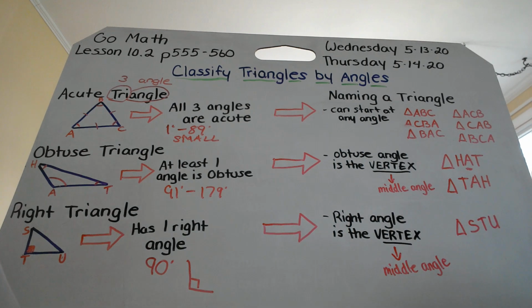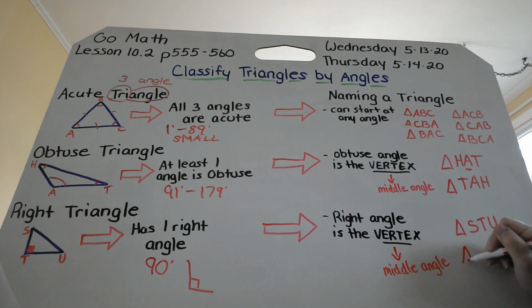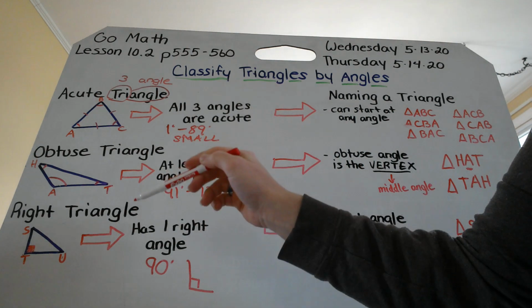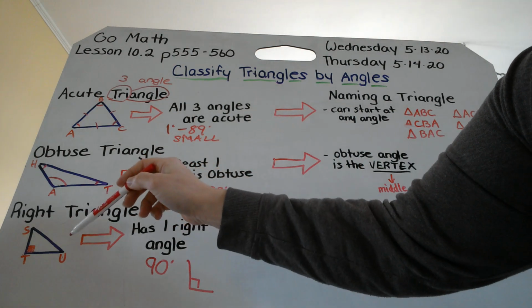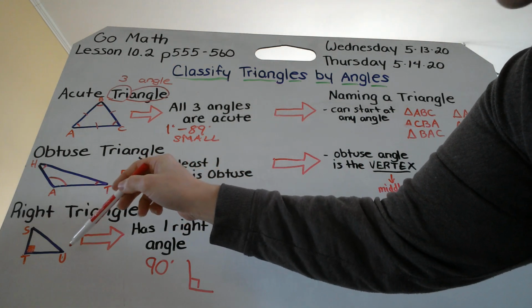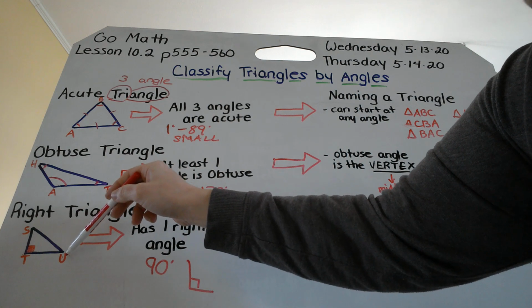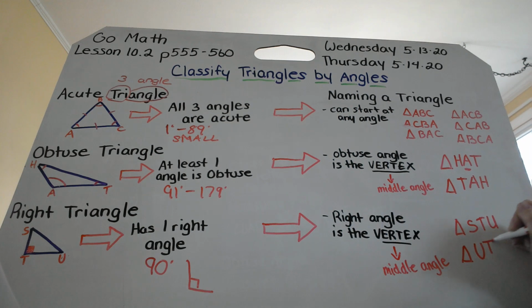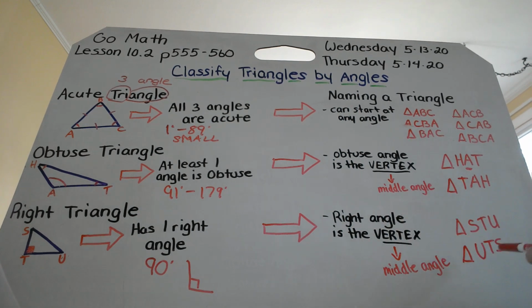STU. And is there another name that this triangle could have? Remember that your angle T has to be in the middle. What else could we call this? Absolutely, we can start at the U, and we can say triangle UTS. As long as that right angle is in the middle, those are good names for your triangles.